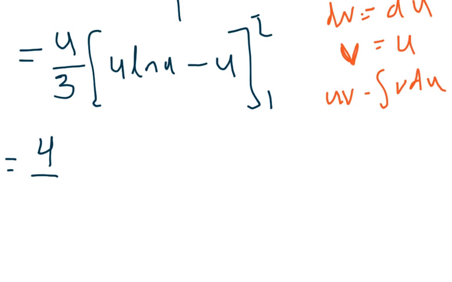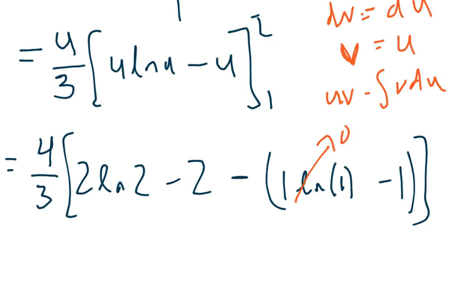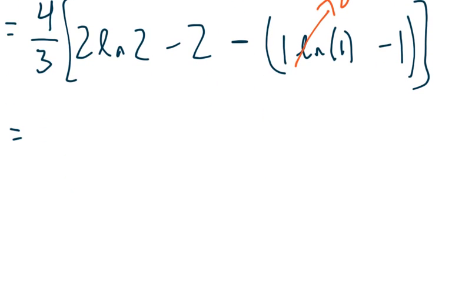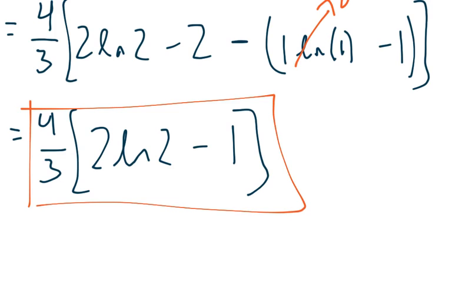Okay, so we have 4 over 3 on the outside, 2 ln 2 minus 2, minus 1 ln 1. Well, we know that's just 0. Minus 1. And we get 4/3 times (2 ln 2 − 2 + 1) − 1. That's our average, that's our area. Or sorry, our f_av.